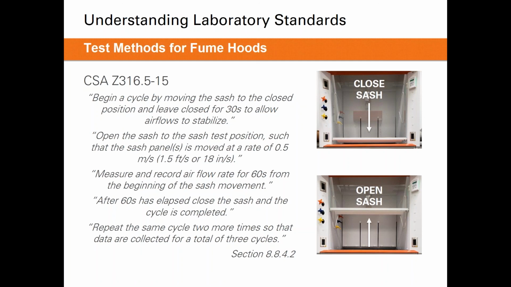For the VAV response test, we have a very similar test method here as well, where we begin a cycle by moving to the closed position and leaving it closed for 30 seconds and allowing the airflow to stabilize. We then open the sash to the sash test position at a rate of 1.5 feet per second. We also measure and record the airflow for 60 seconds while at that opening position. After 60 seconds has elapsed, we close the sash and start the whole cycle again. So we repeat that cycle 2 times to make sure that we have a total of 3 tests.